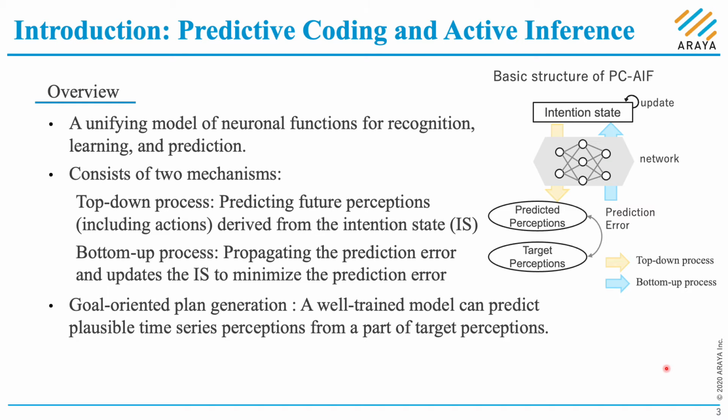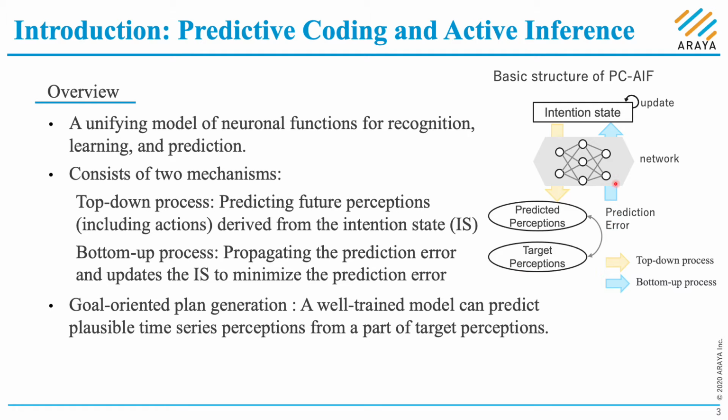This section provides an overview of PCAIF models. The PCAIF model has received much attention as a unifying model of neural functions for recognition, learning, and prediction. A simple diagram is shown on the right. The PCAIF model consists of two main mechanisms. First is the top-down process. The top-down process is to predict future perceptions from the intention state.